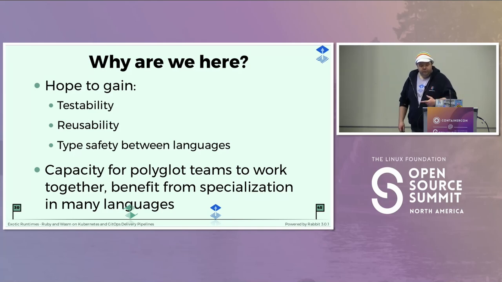And also, we want our polyglot teams to be able to work together. If we've got teams that have specializations that depend on the libraries that exist in a particular language, we want them to be able to interact with each other with as little friction as possible.